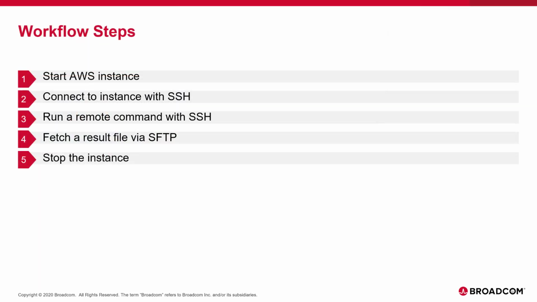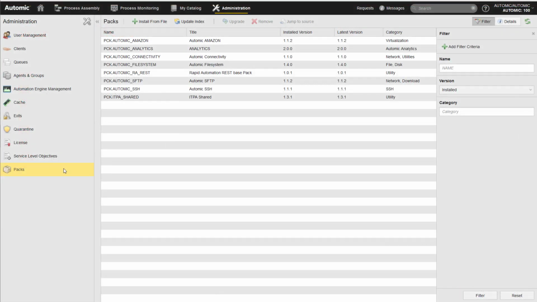Here's my scenario. I need to start an instance on Amazon AWS. Instance means a virtual machine in the cloud. I have to wait until I can connect to it with SSH. Then, I must run a command on the remote machine using SSH. I have to fetch a file with SFTP after the command completes successfully. And finally, I have to stop the instance. I will show you how to accomplish all of this without writing a single line of code.